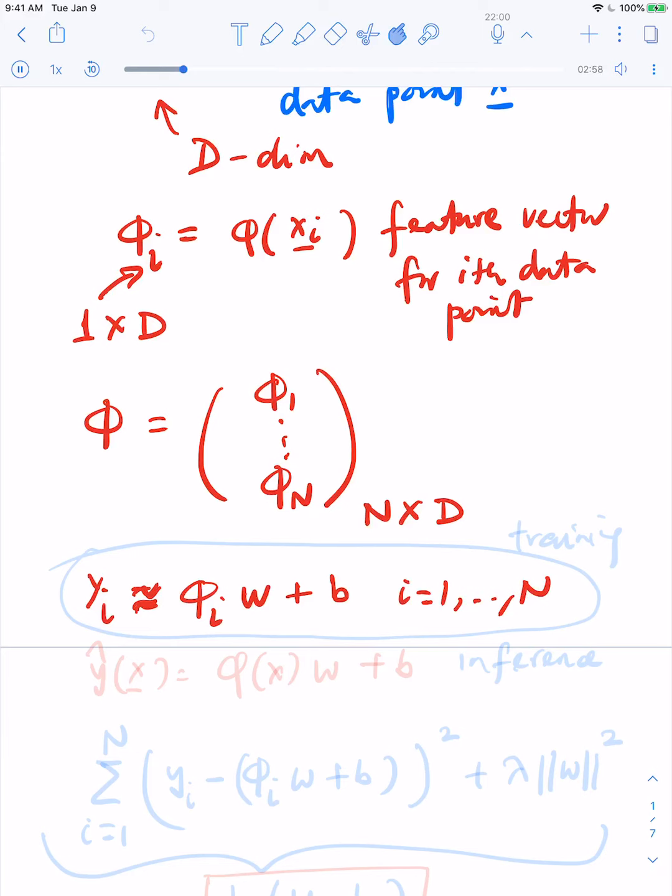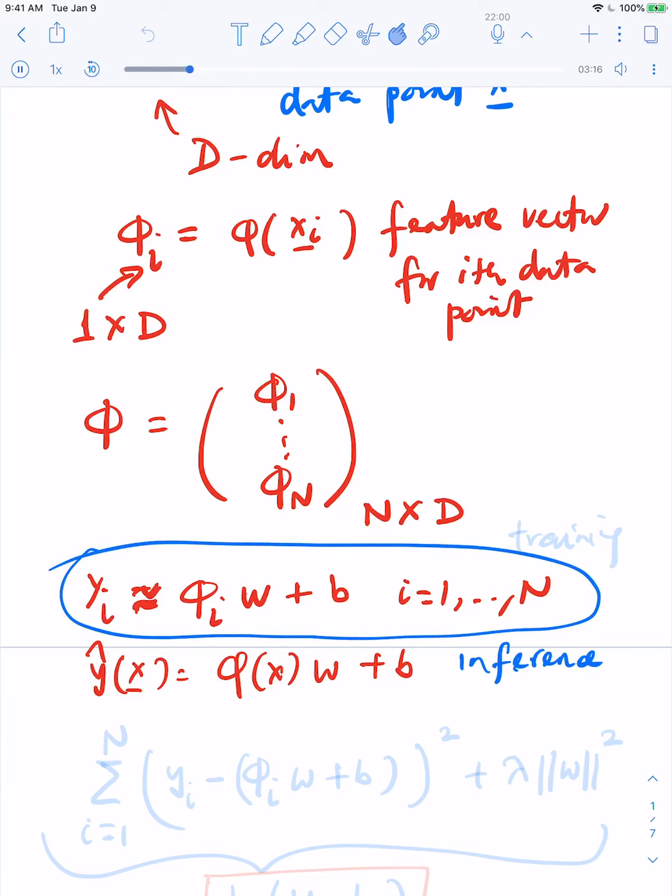So then at inference time, I will have a prediction y hat of x is phi of x times w plus b, right? So this would be at inference, and this is what you'll use for training, that the yi's are approximately equal to phi i w plus b.